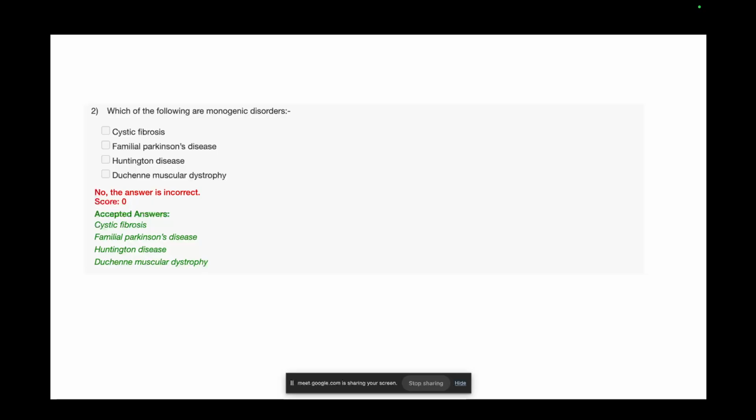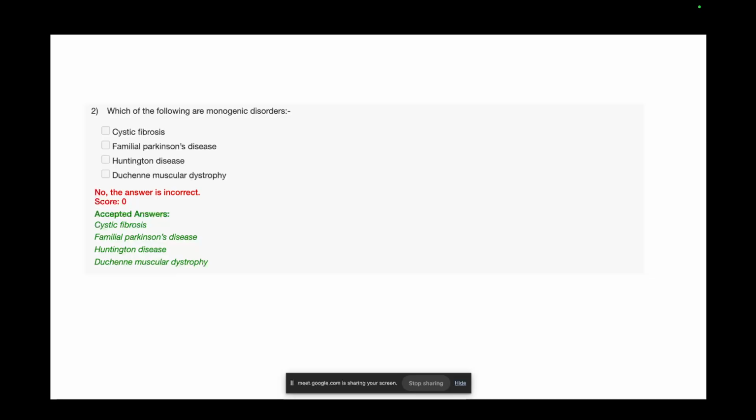But familial Parkinson's disease is caused by a single mutation or a single set of variations that are inherited from the parents. Huntington is a classic case of a short tandem repeat in chromosome 17, if I'm not wrong. It's a single repeat unit that causes this particular disease, and also muscular dystrophy as well. All of these are monogenic disorders. One type of variation in a single gene in the human species can cause this particular disease.